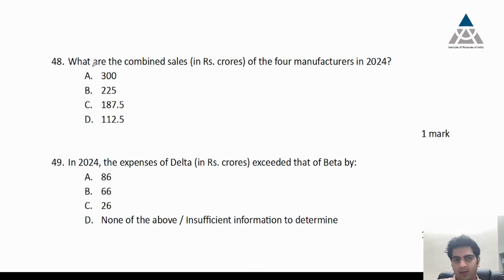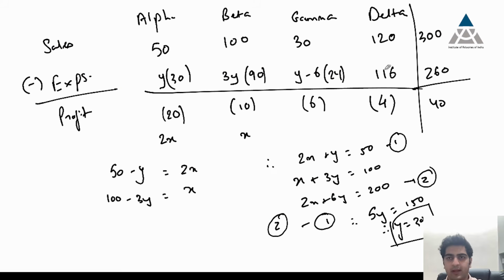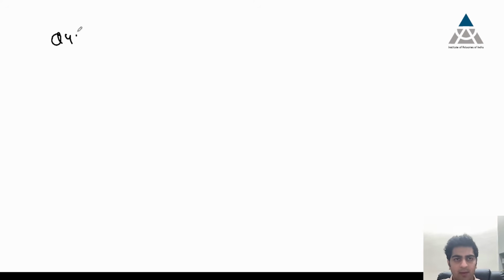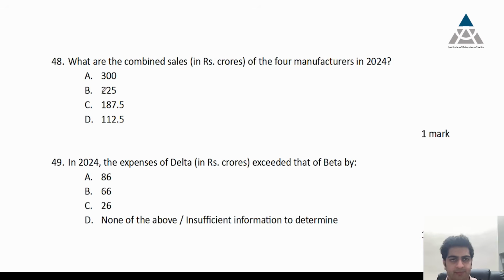So the first one is, what are the combined sales of the 4 manufacturers? Now luckily we have already calculated this, that is 300 crores. So the answer to this 48th question will simply be 300 crores. That is, answer is option A, correct? So that's the benefit of creating the table. Yes, the table takes time, but now your answers will come very quickly.